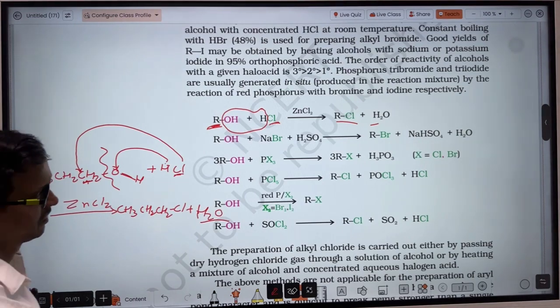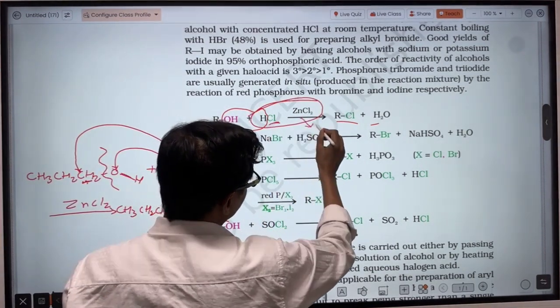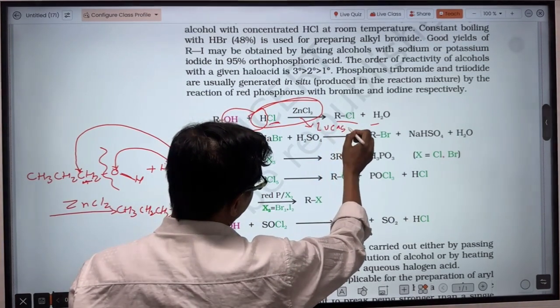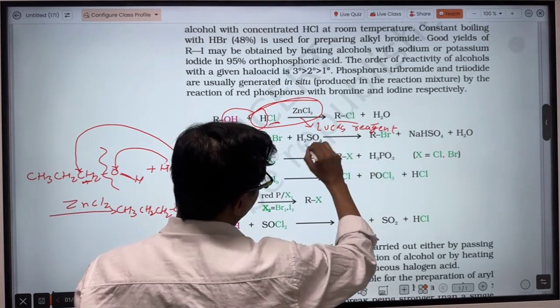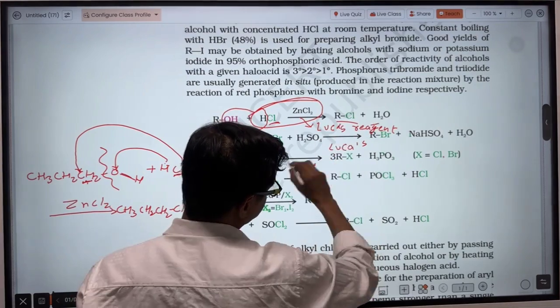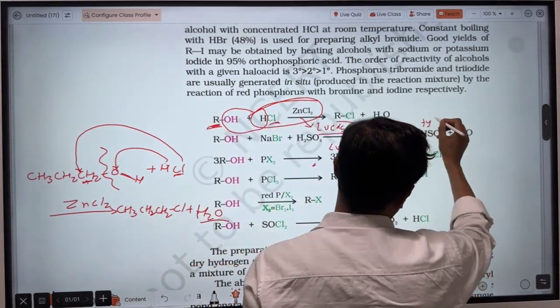Okay, the mixture of ZnCl2 and conc HCl is called Lucas reagent. Lucas, L-U-C-A-S, Lucas reagent, and it is used to distinguish types of alcohol.